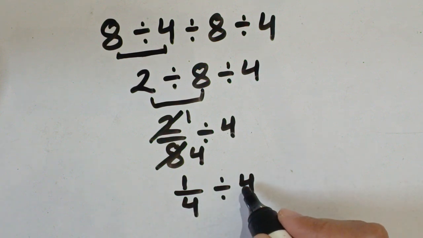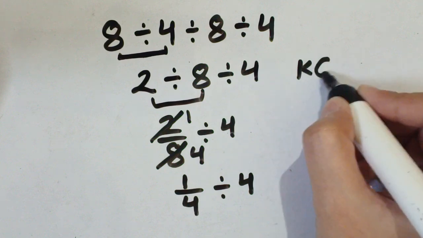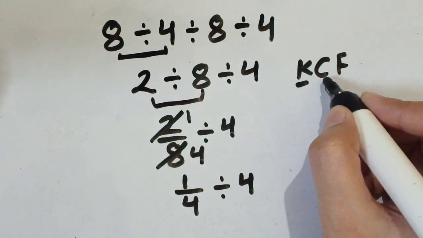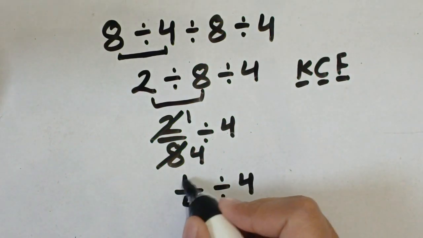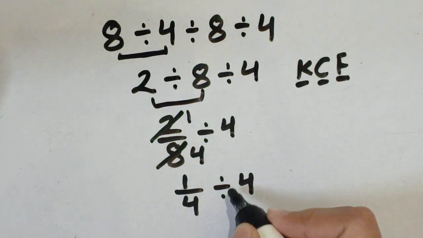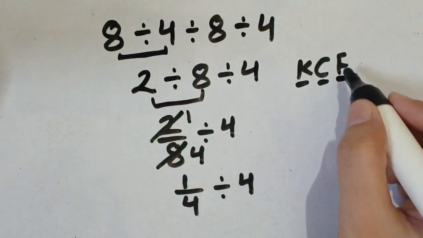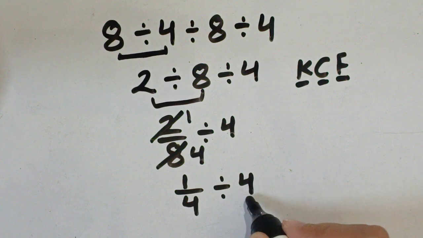So here you know the KCF rule, which is keep, change, flip. Means in this, keep the first fraction as it is, change this division into multiplication, and flip this fraction. 4 by 1 is there, so 1 by 4 will come.